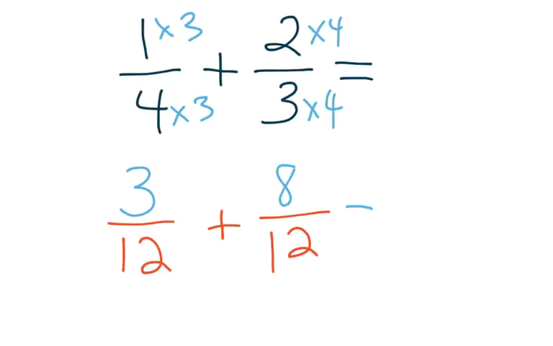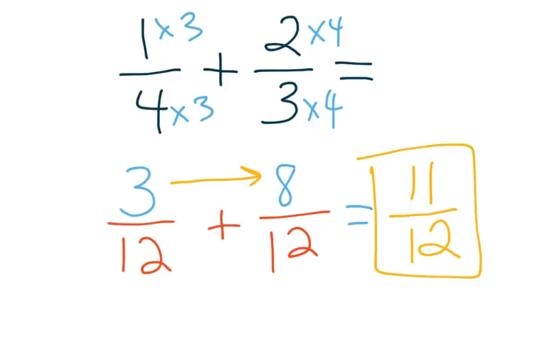Then all I do to finish out this problem is add the top numbers together. 8 plus 3 is 11, and my denominator stays the same. This final answer is in simplest form, so I don't need to worry about reducing my fraction any further. So 11/12 would be my final answer.